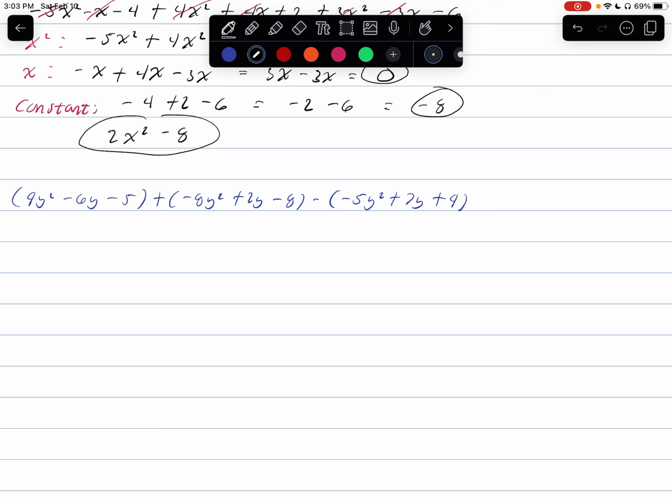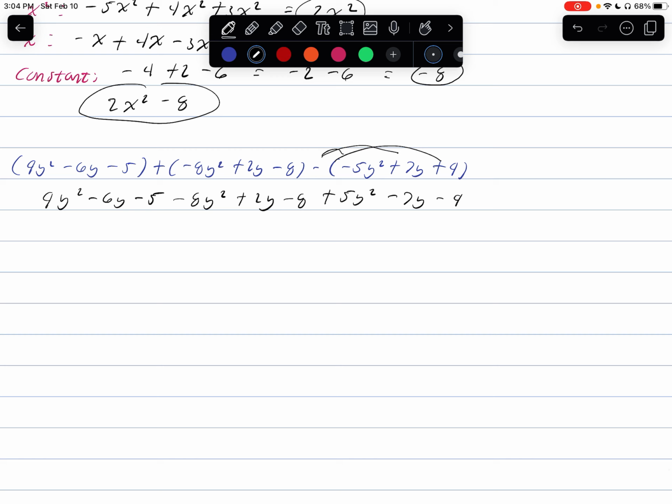Okay, so we can just go ahead and get rid of the parentheses in the first polynomial here. And then since we're adding, all we have to do is include the signs for each of these, this next one as well. So we'll have minus 8y squared plus 2y minus 8. And then lastly, again, we have to distribute this negative as well. So this will become plus 5y squared, since we're subtracting a negative. Then we'll have minus 7y minus 9.